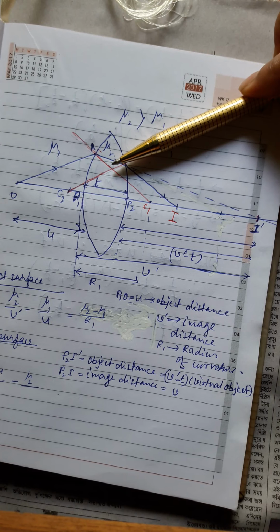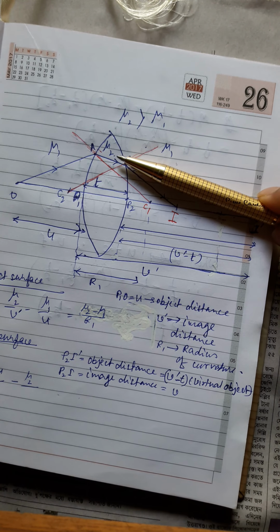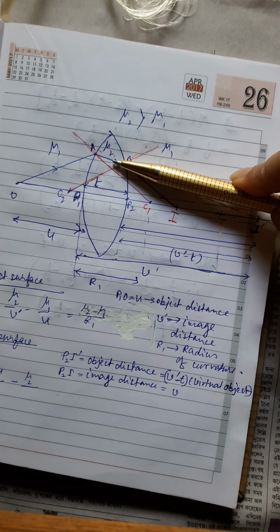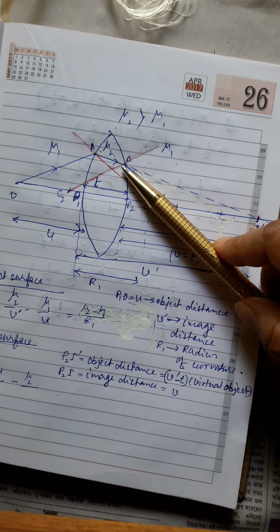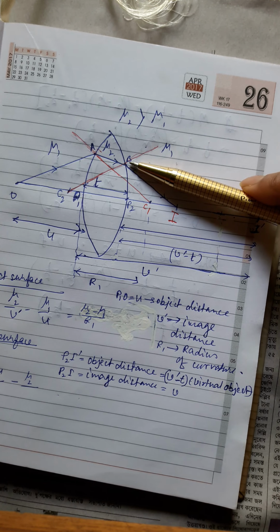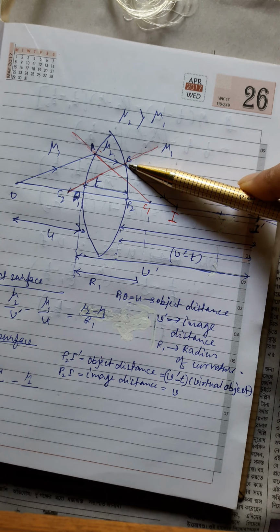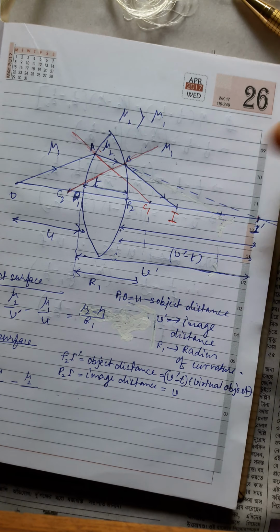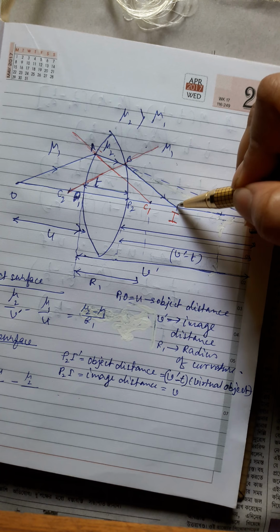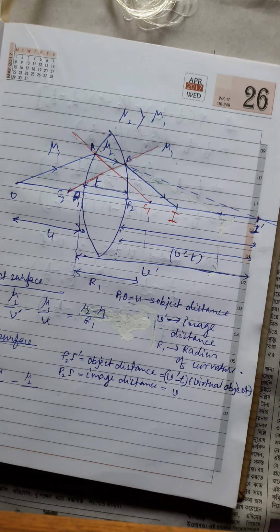Normal is this. This is the path of the incident ray. This is the path of the ray. So in which direction will it bend? Away from the normal, meaning the downward direction. This is the normal. This one was the original path, but it will bend, so it comes down. Okay. So this is the refracted ray. It cuts the principal axis here. So this is the final image.